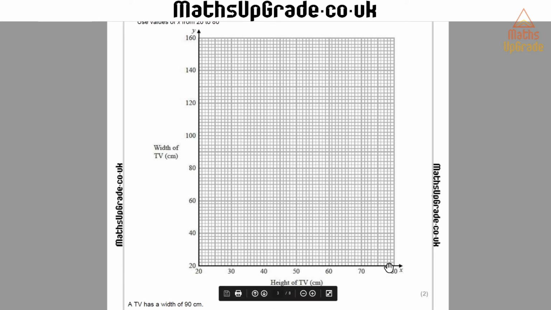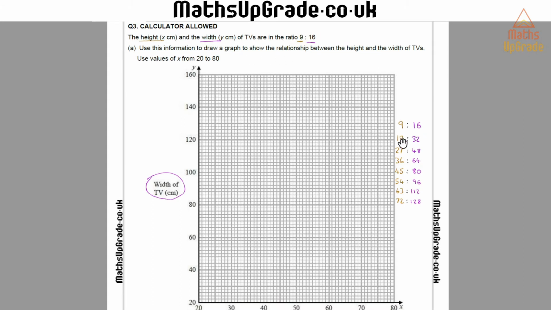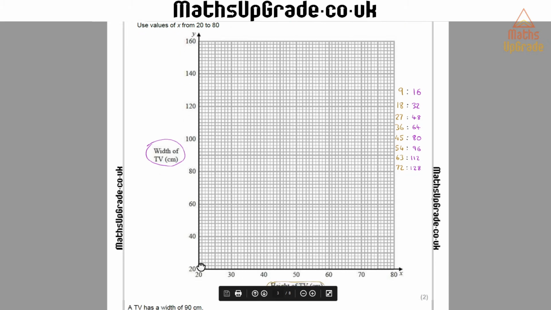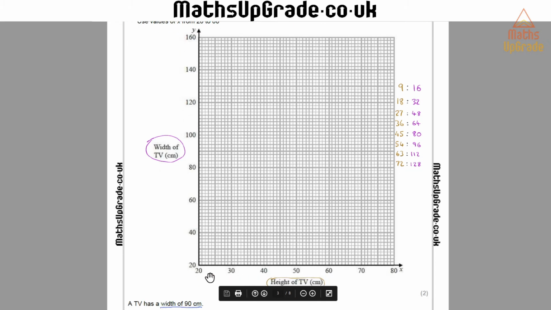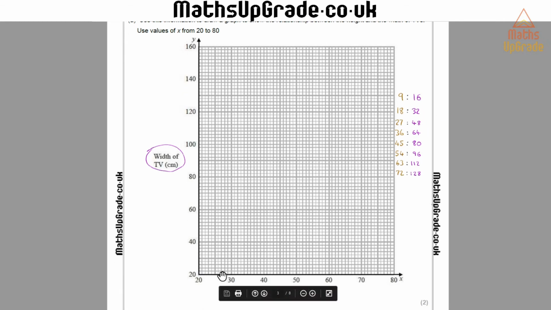The problem is the height of 9 isn't on this grid. This axis doesn't go to 9, it starts at 20. So can I find another ratio which is equivalent to 9 to 16? So another ratio I could do is, for example, 18 to 32. Can I plot on here 18 as the height and 32 as the width? Again, 18 isn't quite on this axis, so let's find another equivalent ratio, 27 to 48. So I've just timesed the left hand side by 3 and the right hand side by 3. So I can plot 27 and I can plot 48.